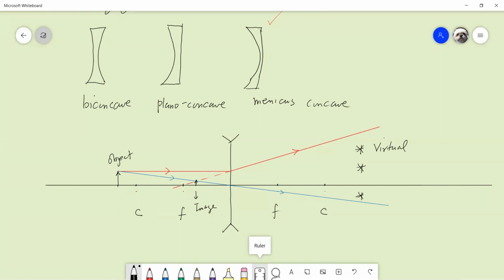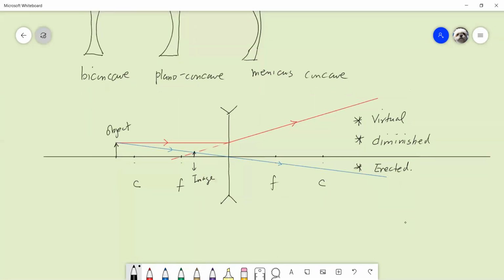And then, are they enlarged or diminished? Diminished, right? They are smaller than the object, right? Now then, what else can I tell? They are erect, right?